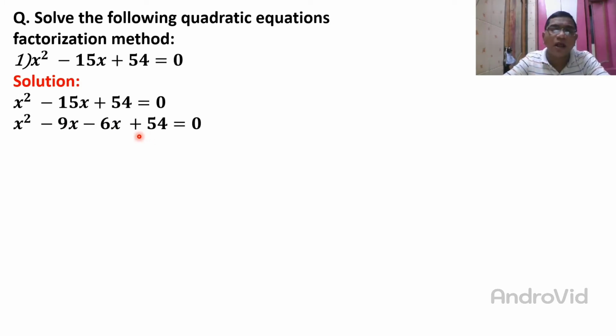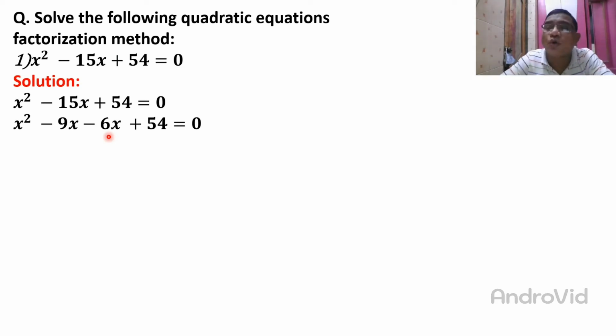Do you understand? How can you factorize 15? Minus 9 into minus 6. Why? Because minus 9 into minus 6, the product you are getting is 54 and that product sign is positive. Because in multiplication, if the sign of both numbers are same, the answer must be positive. So 9 is negative, 6 is negative, so the sign of both numbers are same.